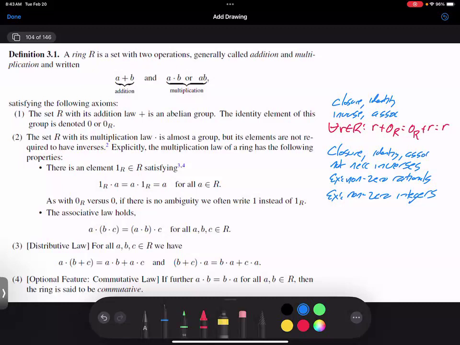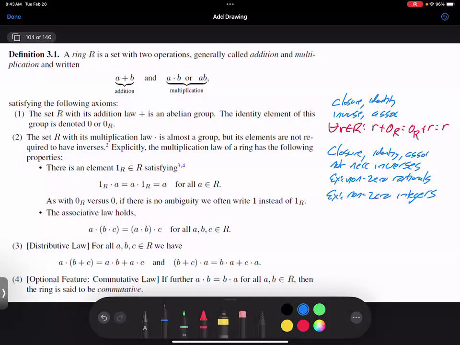So this is the first new law that mixes both the addition and the multiplication. And then there's another thing which might be true. It might be commutative. It might be that a times b equals b times a. If that's the case, then we say the ring is commutative. What about a plus b? Will that always equal b plus a in a ring?